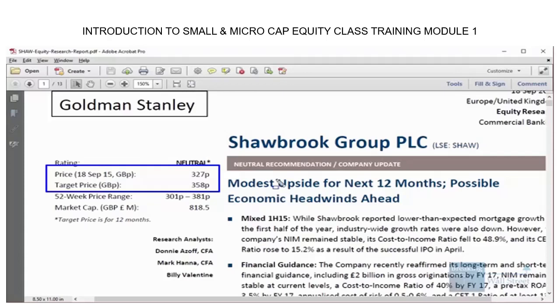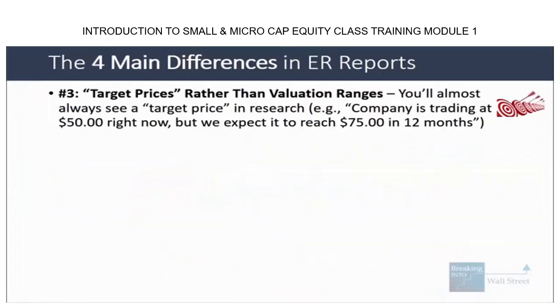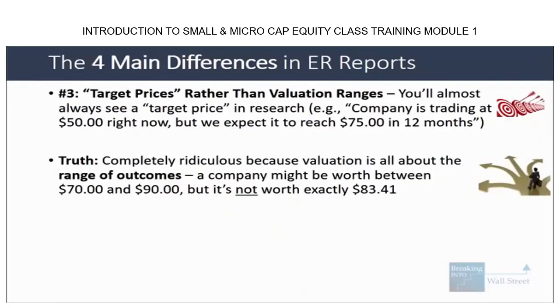Very exact prices. If you're wondering how this is possible, the short answer is that it's actually complete nonsense. Valuation is all about the range of possible outcomes. So you always want to look at a range of different discount rates, different growth rates, different multiples, and you want to aim for something like saying the company is worth between $70 and $90 per share. But you're never going to say the company's worth exactly $83.41. So this practice is actually completely ridiculous.